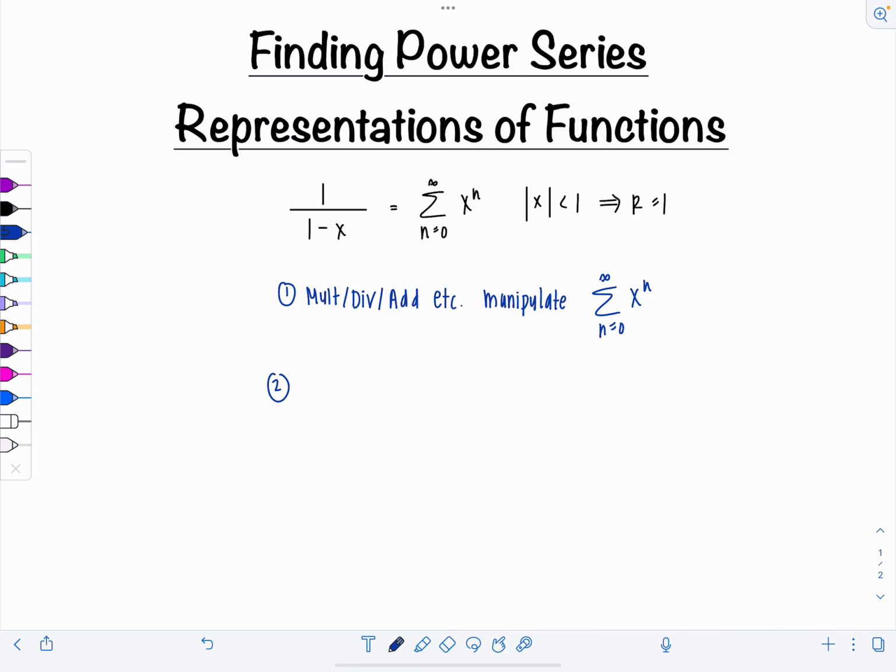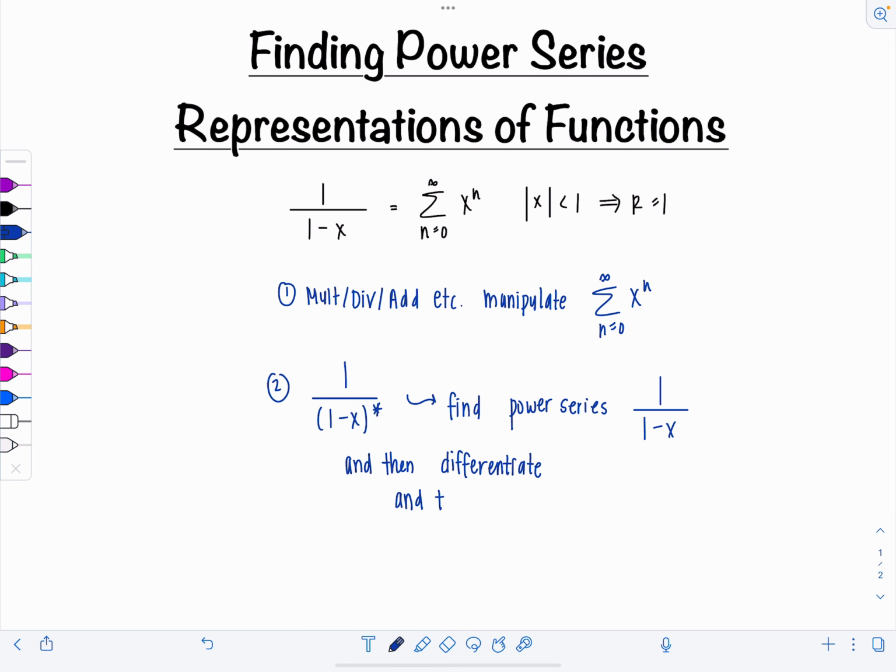The second case is if you have 1 over 1 minus x to some higher power down here. I don't usually start busting out the binomial series. What I do is find a power series for some version of 1 over 1 minus x, or whatever it may be, and then you differentiate. And then adjust. Okay, I'll show you what I mean by that in a minute.